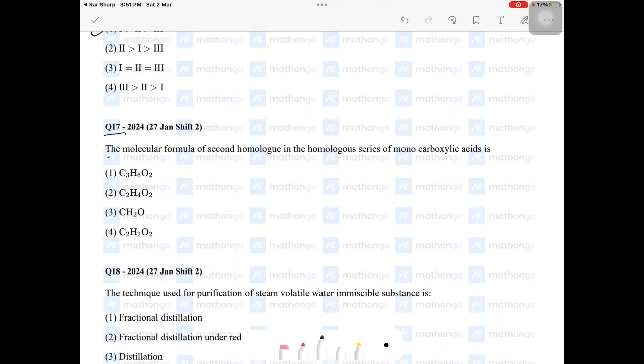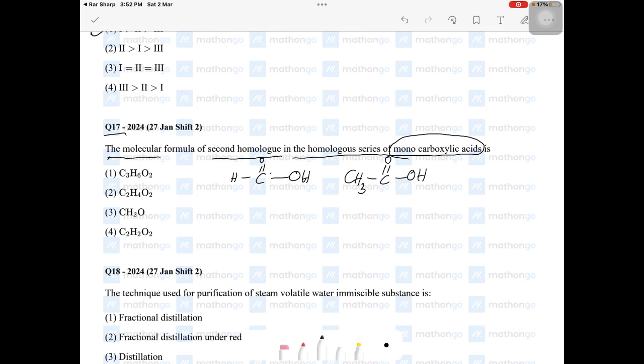Next, 17th question. The molecular formula of second homologue in the homologous series of monocarboxylic acid. First one is formic acid, HCOOH. Second one is CH3COOH. So now total number of carbon atoms in these 2, hydrogens 4, oxygen 2, C2H4O2 is the second homologue of monocarboxylic acid. That's why second one is right answer.